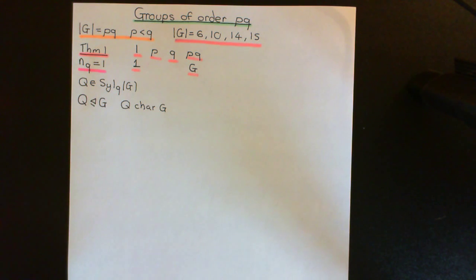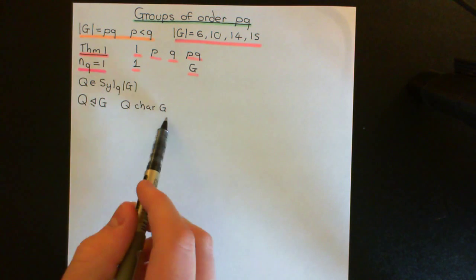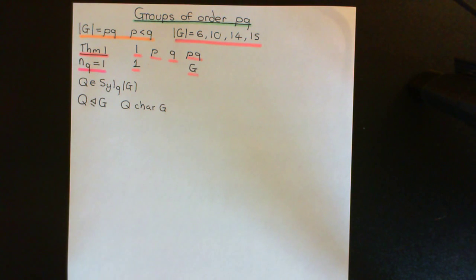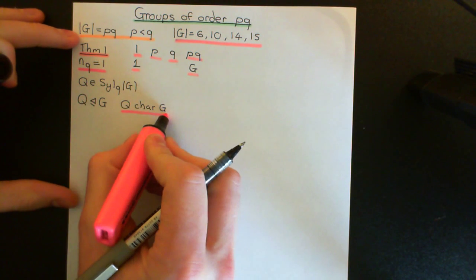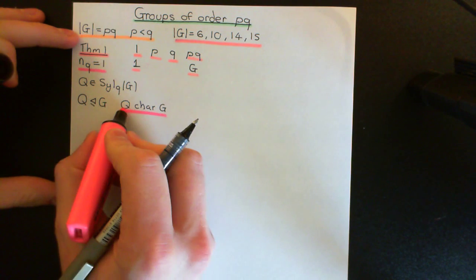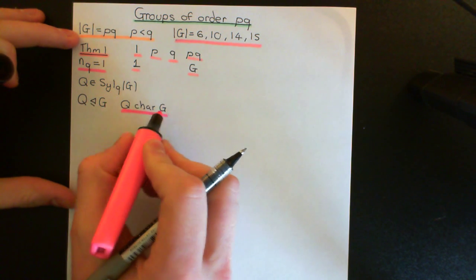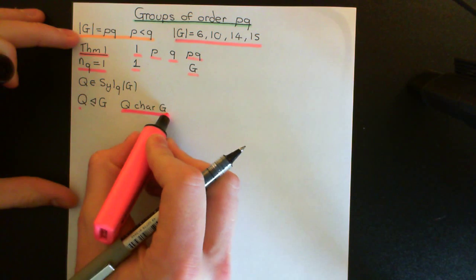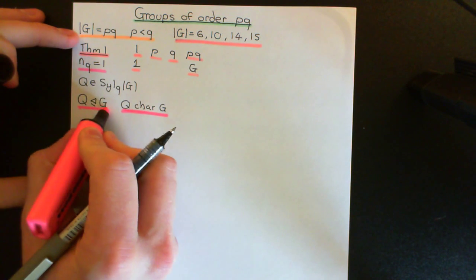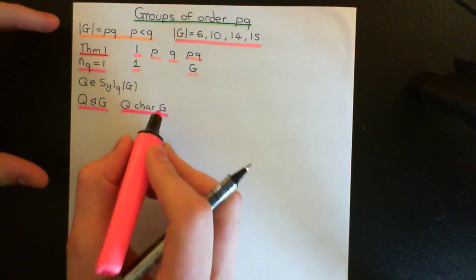Now, that tells us that it's going to have to be characteristic in G because, remember, the definition of characteristic means that whatever automorphism you take of the group G, Q is fixed by that automorphism. Now an automorphism must map a subgroup onto another subgroup of that same size. If there's only one subgroup of that size, then it must just map it onto itself, and therefore Q would be characteristic in G. Now, of course, whenever you've got a subgroup that's characteristic in G, it's also normal in G. Normal in G is just a weaker version of characteristic in G.